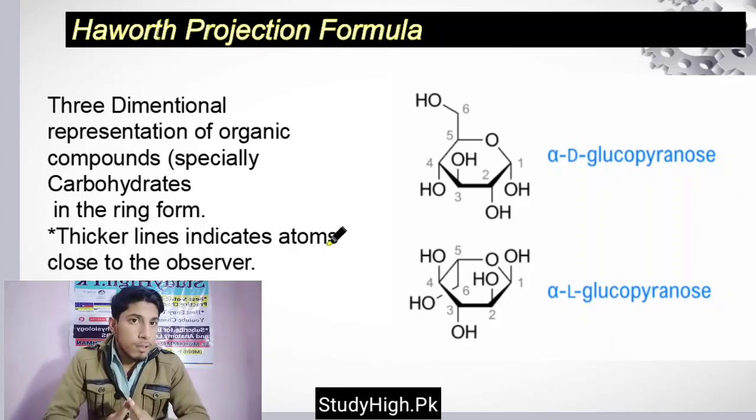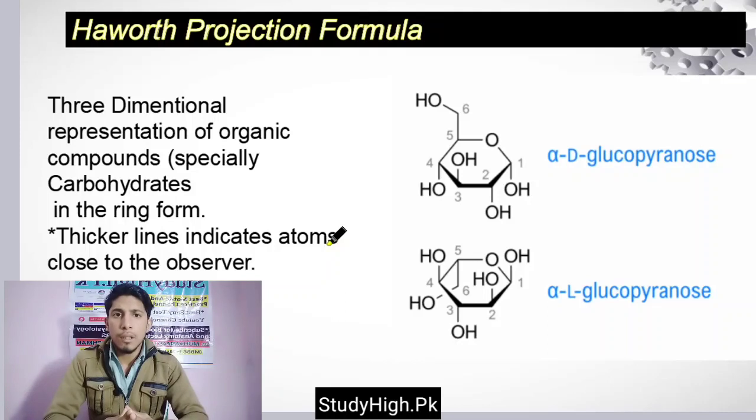It is a three-dimensional representation of organic compounds, especially monosaccharides, whereas the Fischer formula is a two-dimensional representation. In this formula, we represent the monosaccharides in ring form rather than two-dimensional acyclic form. Like alpha D glucopyranose and alpha L glucopyranose, both are shown by the Haworth projection formula.